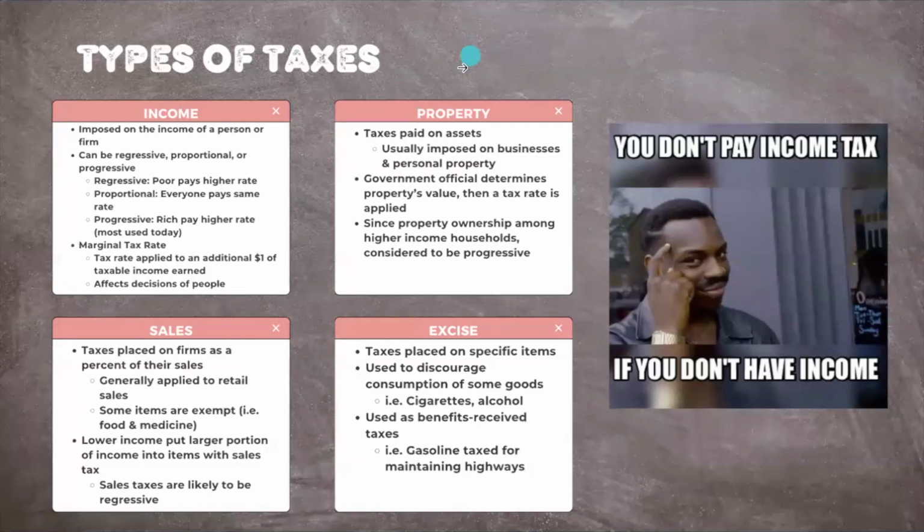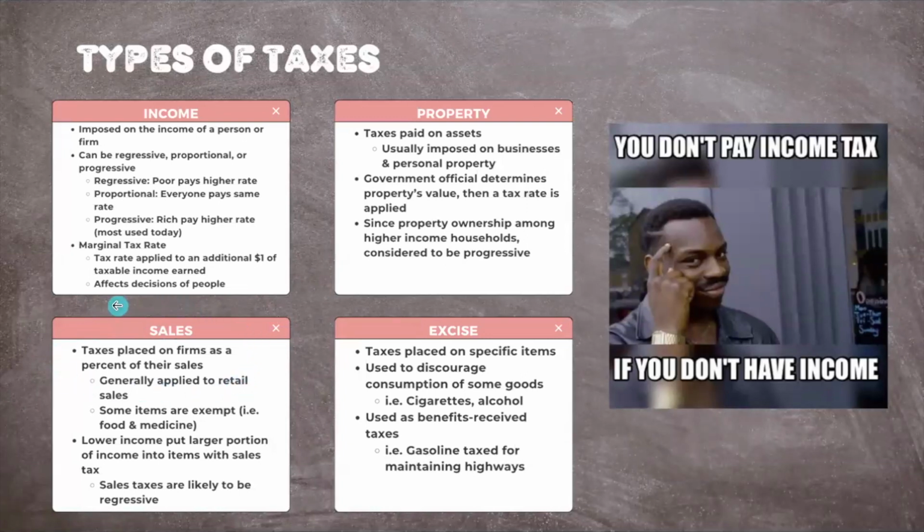Moving on to property tax, again, as the name suggests, property tax is the tax paid on assets and is usually imposed on businesses and personal property. How a property tax is determined is a government official would determine the property's value and then a tax rate is applied, usually a percentage. And since property ownership is higher among higher income households, this property tax is usually considered to be progressive.